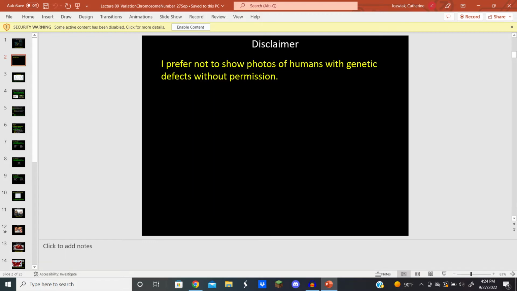I thought I remembered this, but we talked about it last week. I don't really like showing pictures of humans with genetic defects, and that's just because I'm not always sure that those people agree to be the poster children for whatever genetic disease they have. If you're interested in any of these symptoms, feel free to look them up on your own.